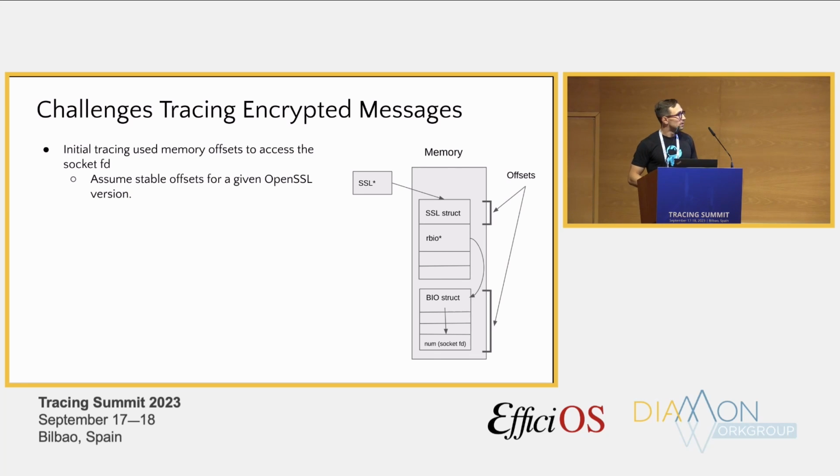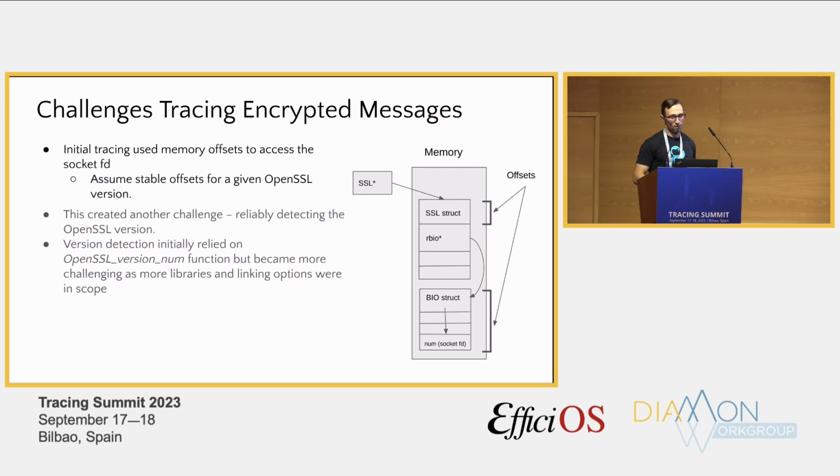And so Pixie's first style of tracing, basically we went and calculated these offsets, but since we're tracing user space, there's no guarantees that these offsets are stable. And so the assumption that we made in order to make this style of tracing work is that for every version of OpenSSL that we supported, we assumed that the offsets would be stable. Now, this sort of creates an additional challenge.